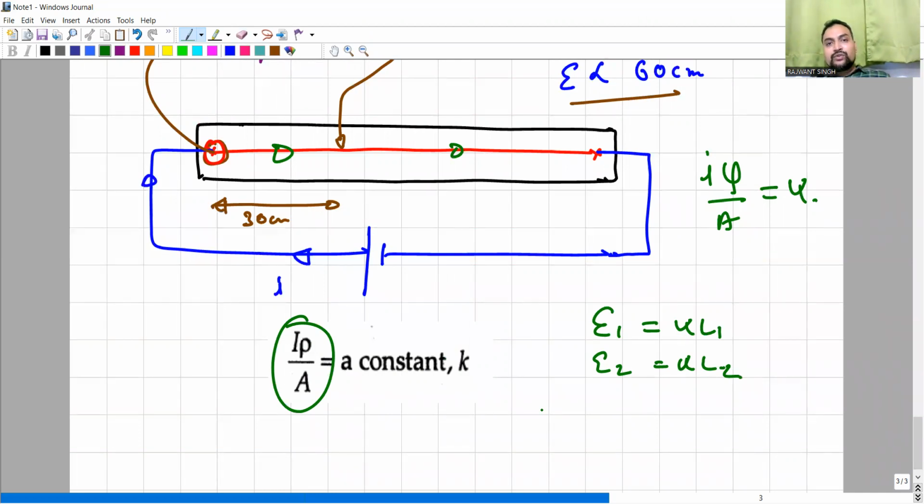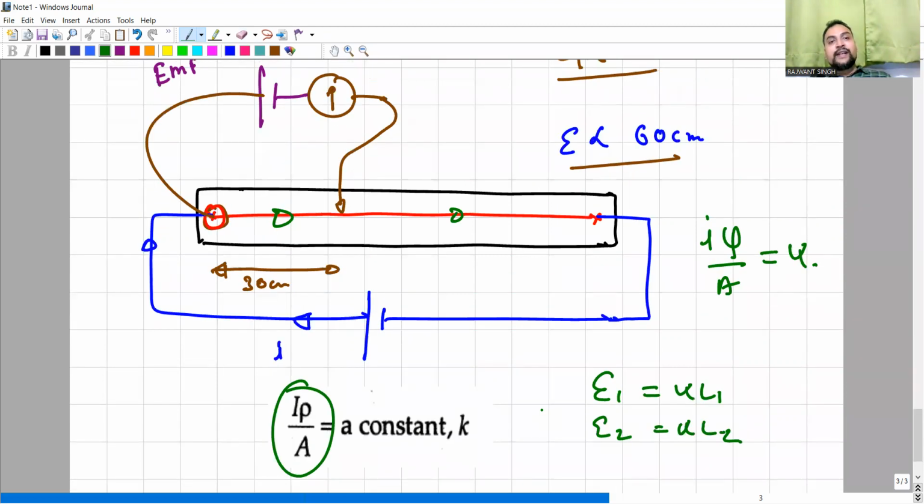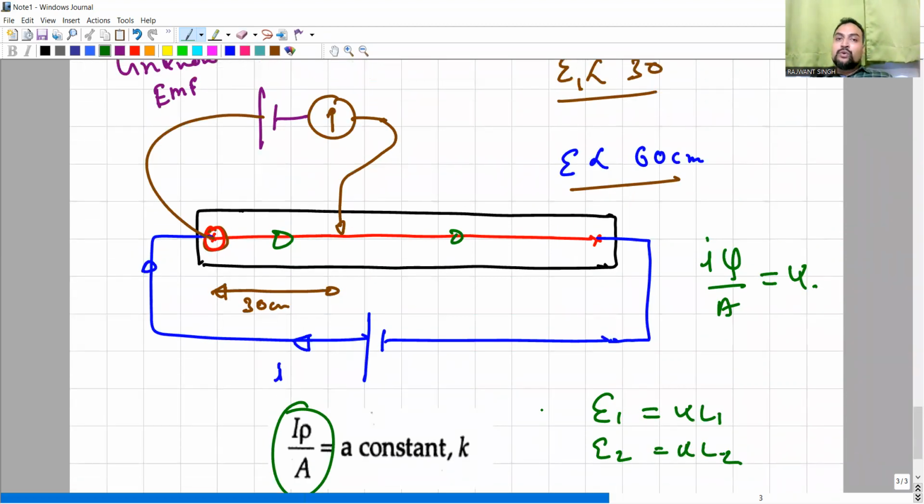This is one of the uses of the potentiometer, to find the unknown EMF. First, you put the unknown EMF, find the null point. Then you put the known EMF and find the null point. The conditions for both the cases are still the same. The same current is flowing, the same wire is there, resistivity and area are still the same. So E will be proportional to L. E1 will be proportional to L1, E2 proportional to L2, and you can then divide them and find the unknown value.